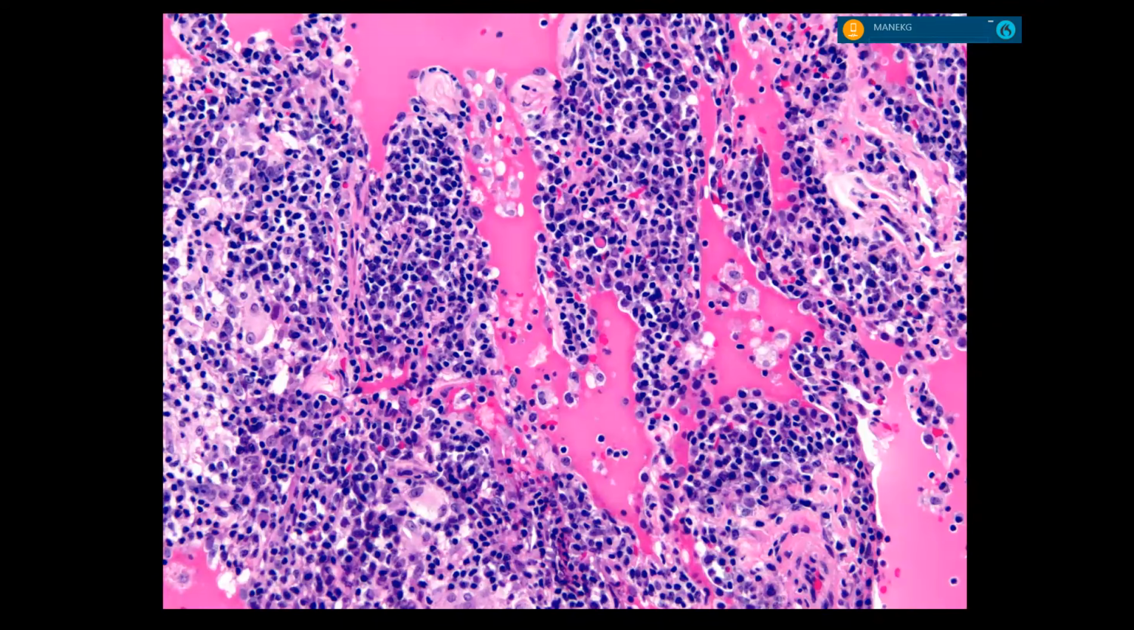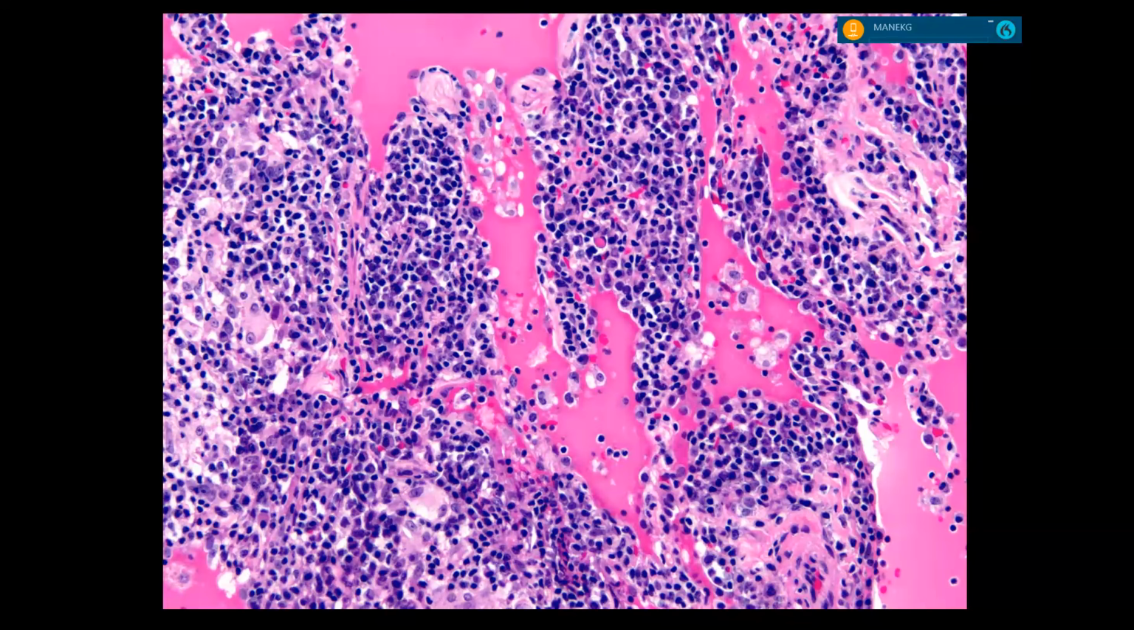H&E stain. I'll give you, without the stem, then I'll give you one thing in the stem. Lots of lymphocytes. Very good. Yes, lymphocytes. Where? Is it in the interstitial? Interstitial. And this is LIP. This is LIP.